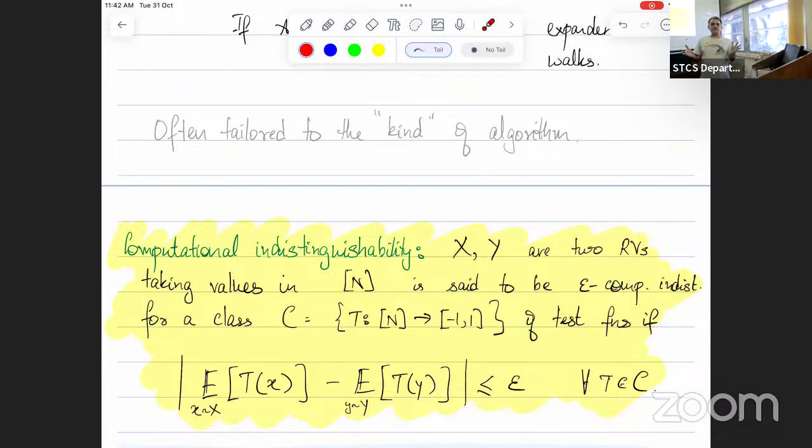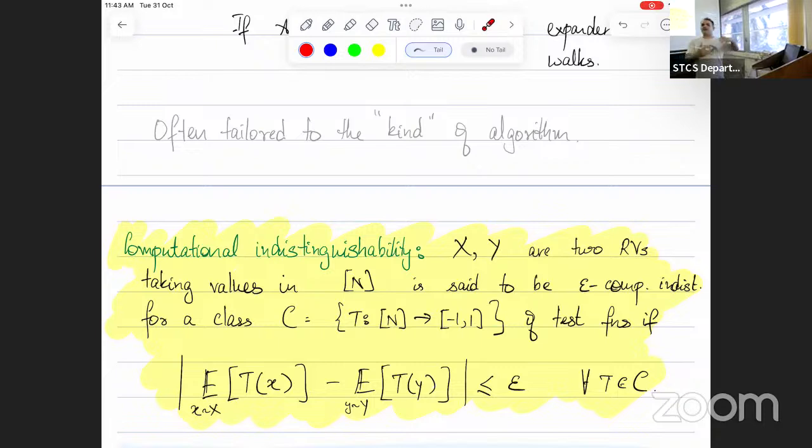Typically you think of these tests as bounded real-valued tests. Just to normalize things, let's say it takes an element in your domain and spits out some number between -1 and 1. That's what your test does. Or if it is convenient, you can think of the test as purely Boolean: some things it accepts, some it doesn't, just 0 and 1. We say these 2 random variables are indistinguishable for this class of tests if the following happens: you pick any test function in this class, look at the expected behavior when you feed it x and the expected behavior when you feed it y, and you want these 2 to be very close to each other, within epsilon. So this is what computational indistinguishability is.